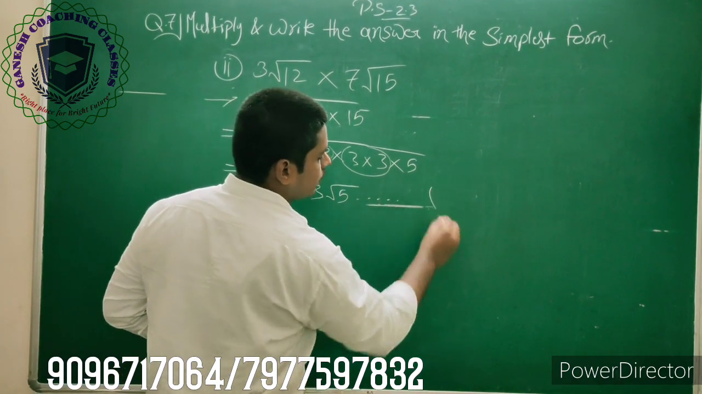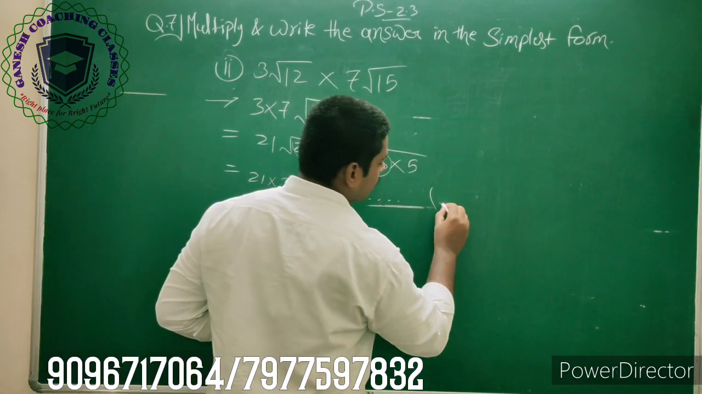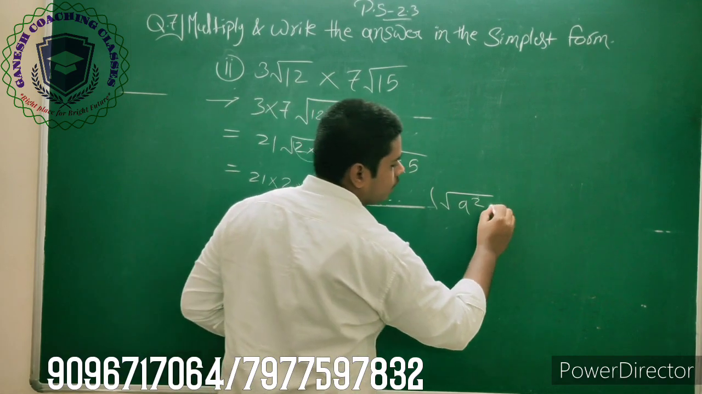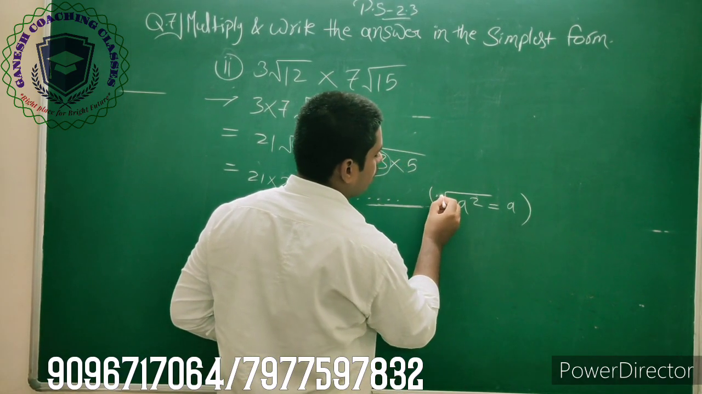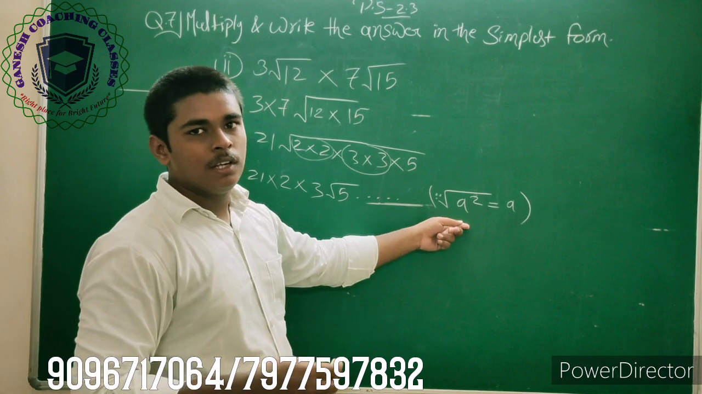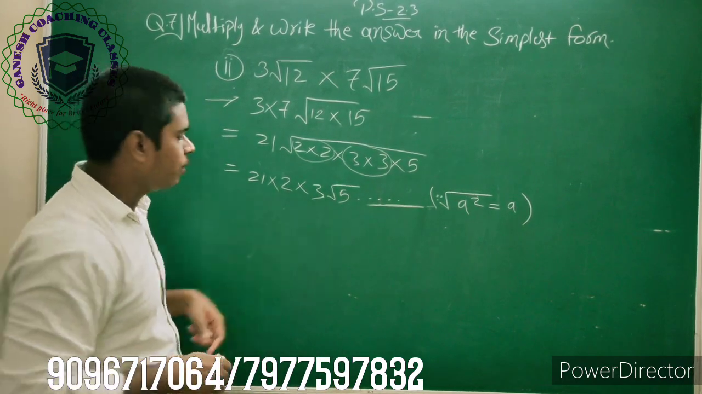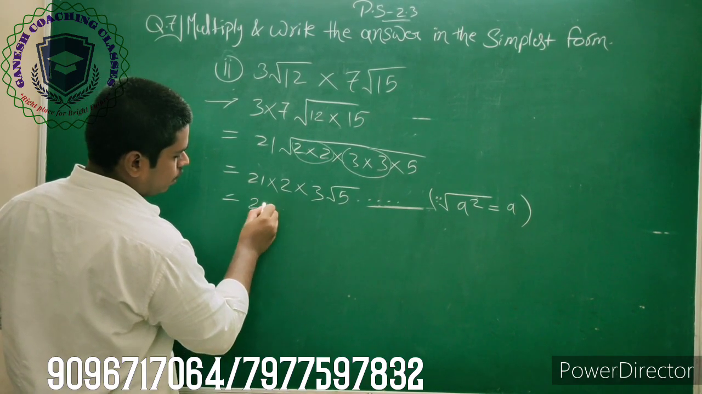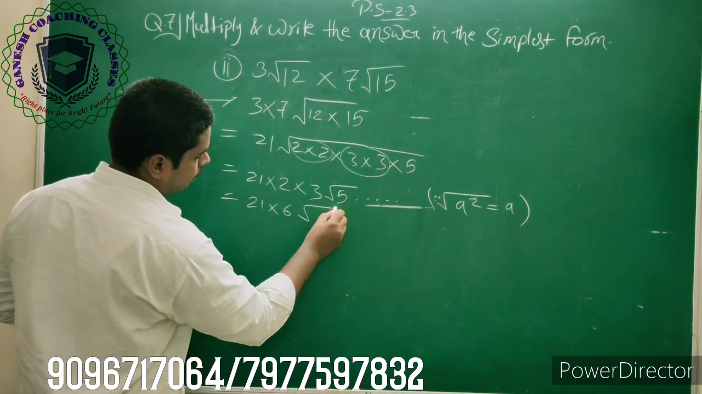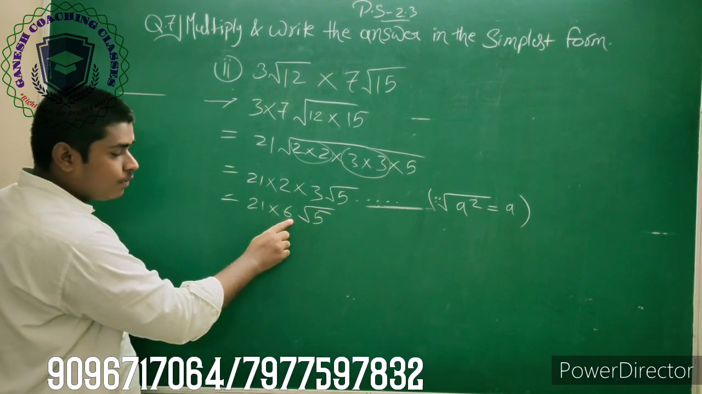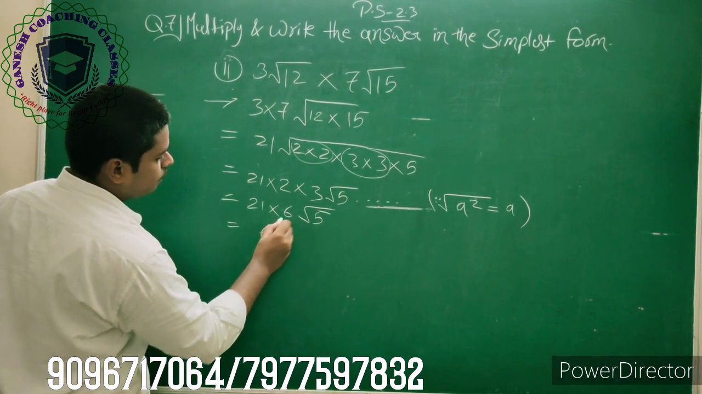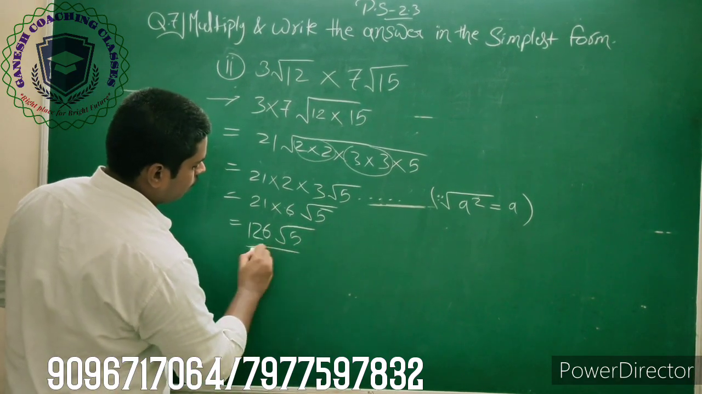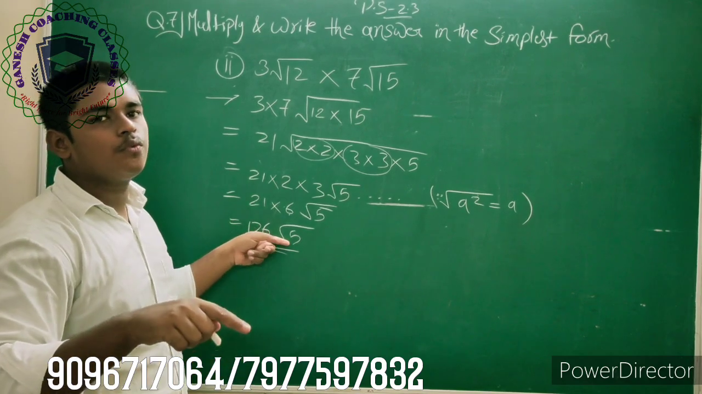What will we write here? The reason will be written as: square root of a square is equal to a. This is the reason we have to write in each of the questions. So here 2 threes are 6, so 21 into 6 and root 5. And 21 sixes, how much is it? 6 ones are 6 and 6 twos are 12. So we get the final answer, that is 126 root 5.